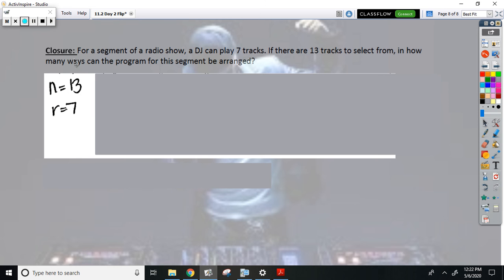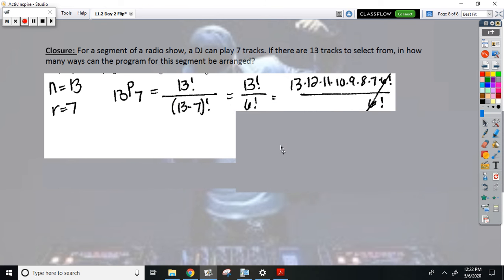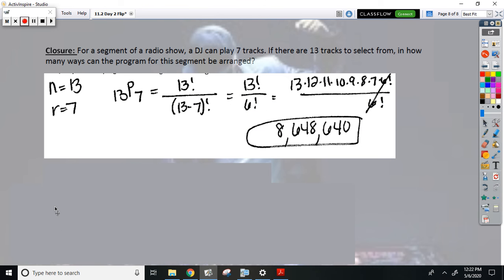So this is telling us that the order in which we're selecting them matters. Our N value is then 13. Our R value is 7. We have 13 total. We're choosing 7 songs. And this would be a permutation, 13P7. Remember, you can use your calculator for this, or you can expand it out using the formula. Either way, we should get 8,648,640.